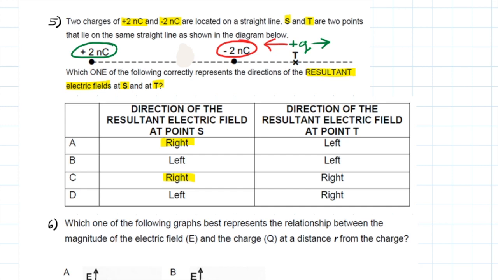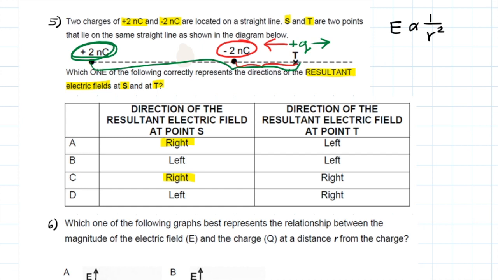Now we have a bit of a problem because one arrow is pointing to the right and the other is pointing towards the left. So what is the correct answer, left or right, at T? If you look at the distance between the charges and point T, you will notice that T is further away from the positive 2 nanocoulomb charge. We know that the electric field is inversely proportional to the square of the distance away from it, where we are measuring this electric field.